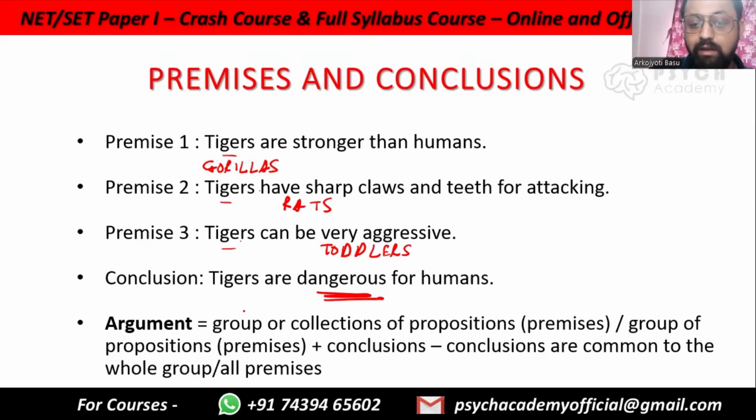So an argument is simply a group or collection of propositions plus a conclusion. It is a group of premises plus a conclusion. Only a conclusion does not make an argument. Only propositions do not make an argument. They have to be combined together to make an argument. That is, tigers are dangerous for humans. The conclusion is common to the whole group of premises. Each premise individually does not have a conclusion.